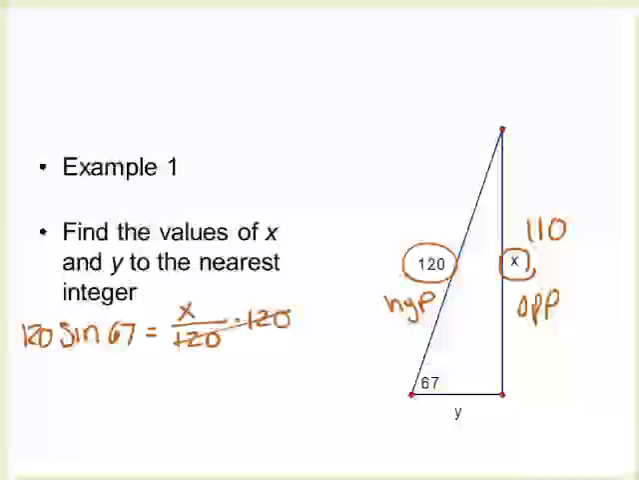Then we're also asked to find y. So y is what kind of a side compared to the 67? It's the adjacent. And then you could use the 110. I kind of always like to only use the initial given information just in case I made a mistake. Because if that 110 is actually wrong and then I use it, everything's going to be wrong after that.